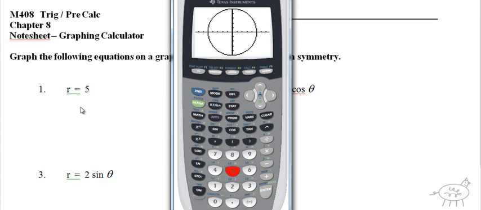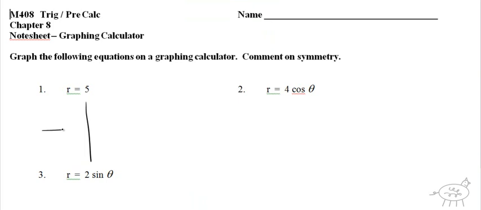I want you guys to just graph it. We're just making a sketch here. Tomorrow, we're going to actually do graphing by hand, but today I want you to just recognize what it is. So r equals 5 is a nice, friendly circle. That's cool. All right, let's take a look at the next one.